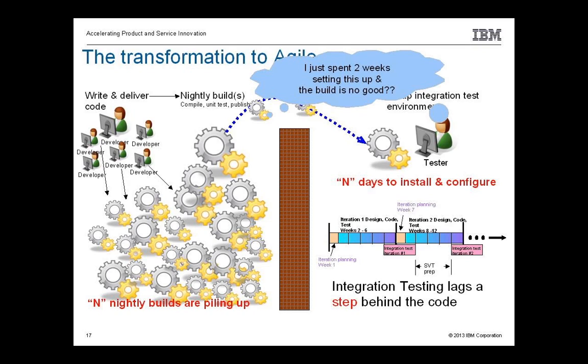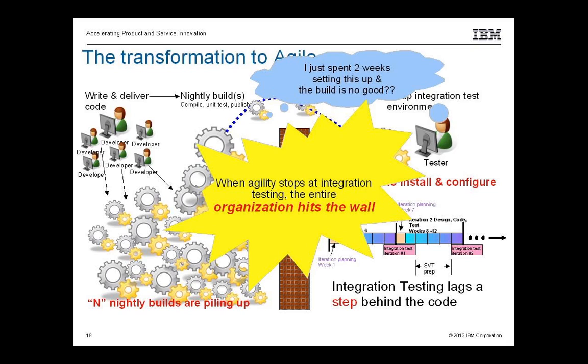And what happens when we get our developers and our testers out of sync, and there's delays in getting these tests running in sync with the development builds? What we say is when agility stops at integration testing, the entire organization is hitting the wall. And what we're really trying to do is move to a world of continuous testing so that we can accelerate software delivery and get continuous feedback, so that we can constantly improve the quality of the application.